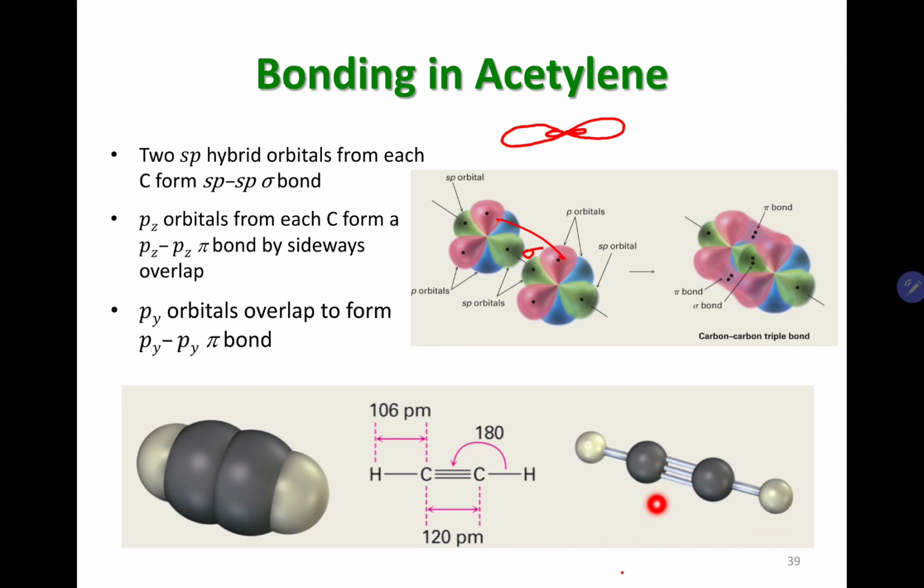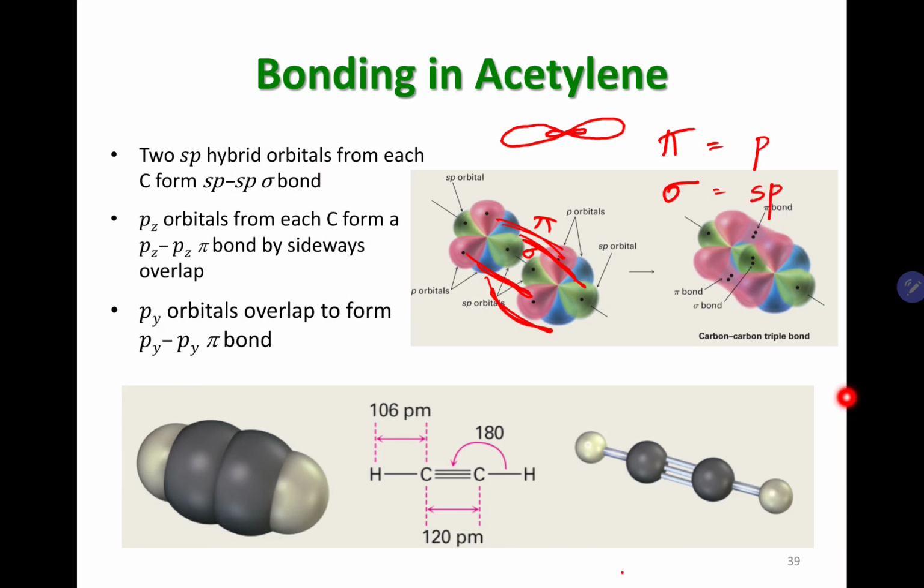Here is one pi bond between these two. There is one pi bond, and also here's another one. The other perpendicular one can also have a partial overlap. So basically you will have two pi bonds. And for pi bonds you are using what? For pi bonds you are using p orbitals. For sigma bonds you are using sp hybridized orbitals.